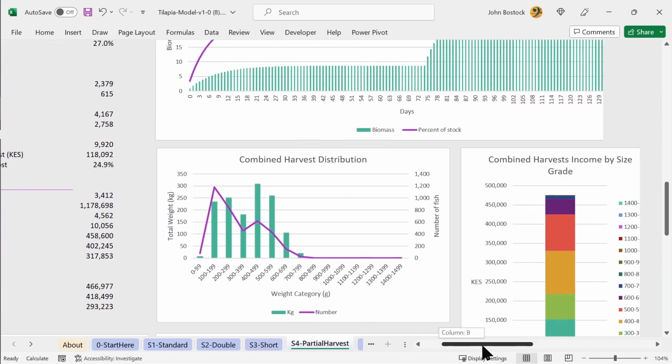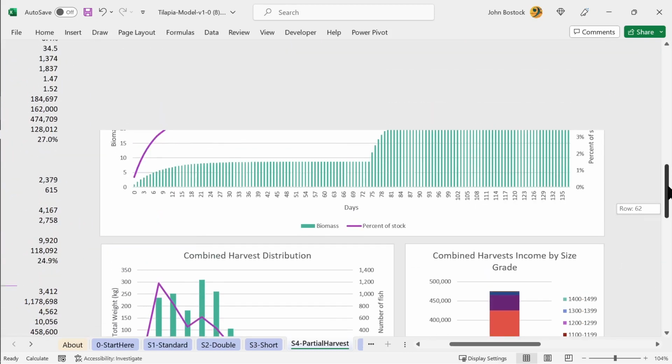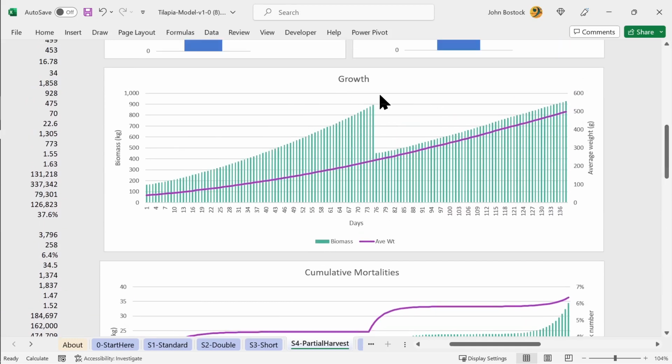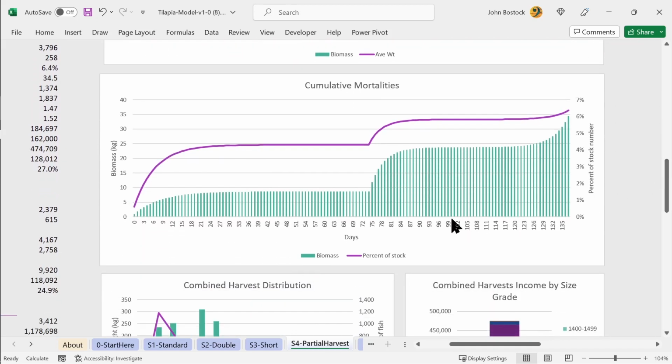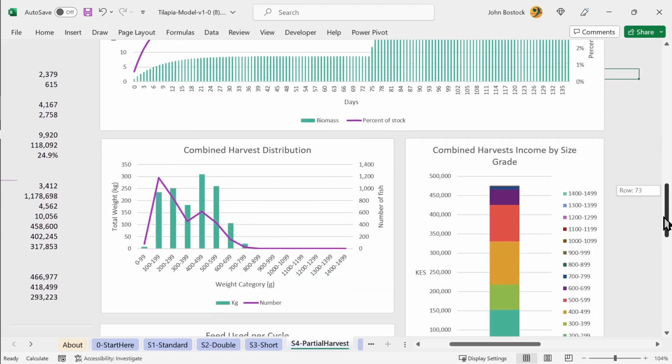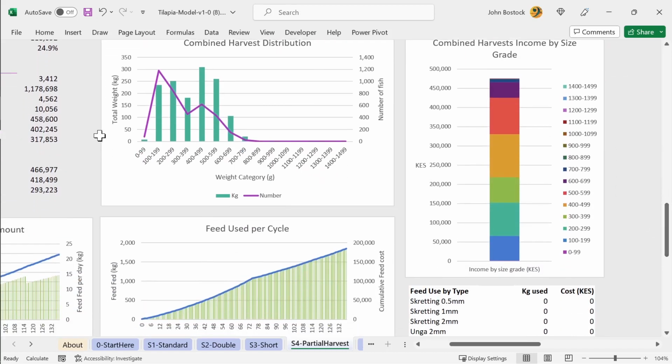The growth chart shows the continued increase in average weight, but a substantial drop in biomass when the first fish are harvested. In addition to contributing to cash flow, this early harvest also prevents the stock density from increasing beyond reasonable limits. The cumulative mortality chart now shows the additional mortalities following the interim harvest. The size at harvest chart is now bimodal, reflecting the combination of the two harvests.